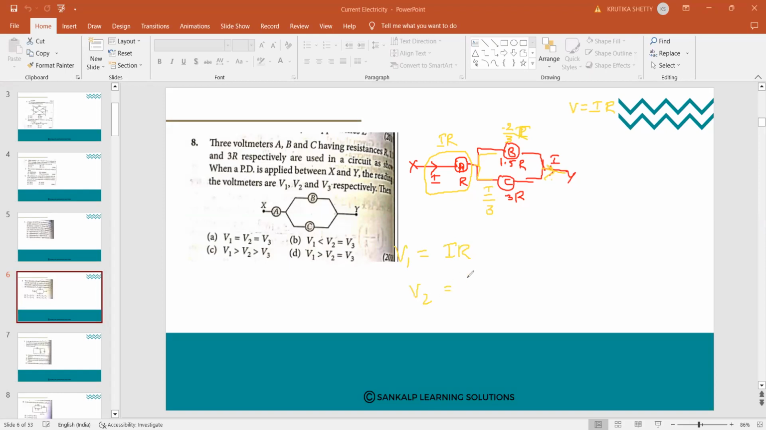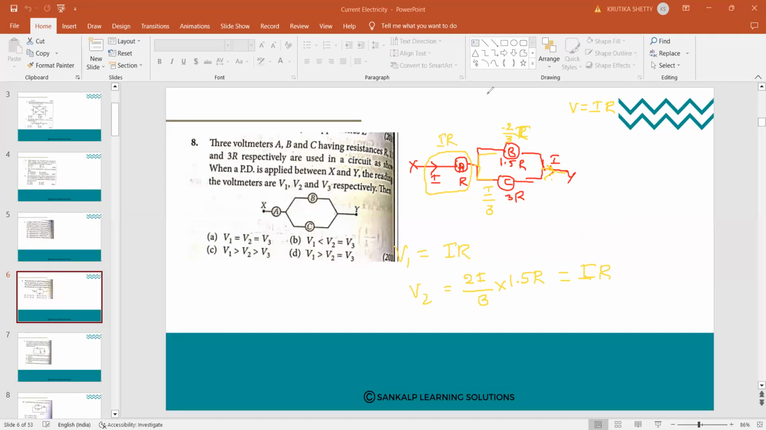V2 is equal to, so here the current is 2I divided by 3 into the resistance, which is 1.5 into R. So this is equal to IR, so simplify it, 2 by 3. Option A is correct. Komal is saying yes, option A is correct.